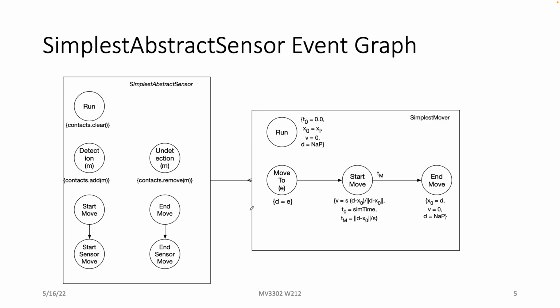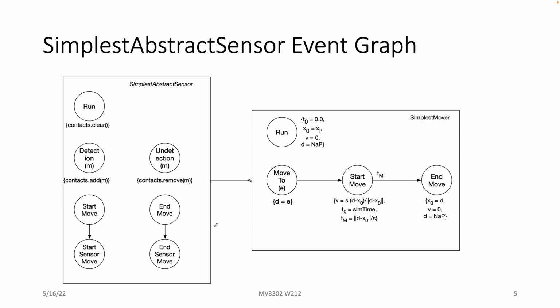And so first we have our states which change, our events which change our state variable, and they are simply detection, which adds the argument to the contacts, and the undetection, which removes the argument from the contacts.